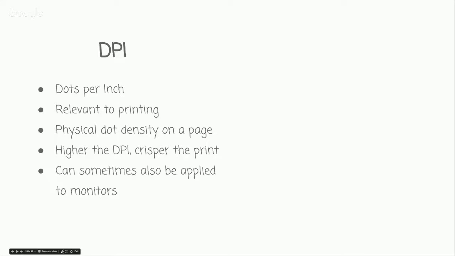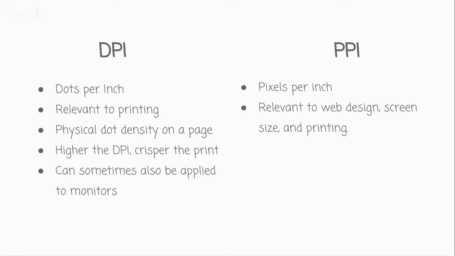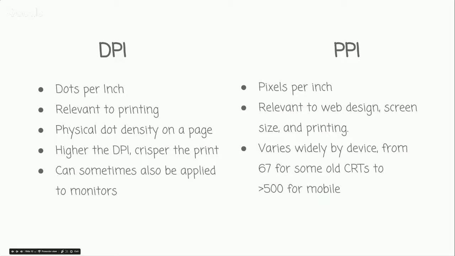On the other hand, it can sometimes be applied to monitors, but not in the way that you think. It's referring to the diodes that exist within a pixel, the RGB colors themselves. On the other hand, you have PPI, which is pixels per inch. This is relevant to web design, screen size, and printing, but here's the catch. It varies widely by device, from 67 PPI on some old CRTs that still lurk around in your mom's house, to over 500 for mobile.